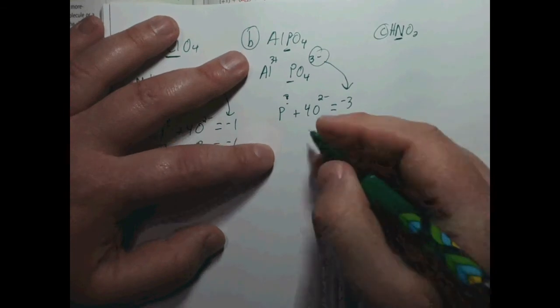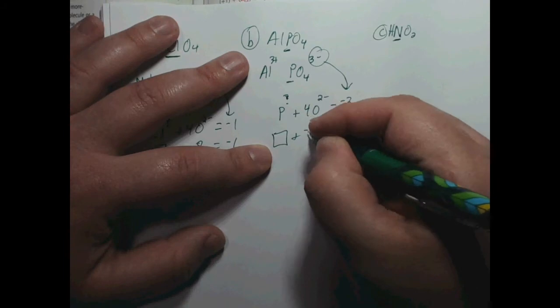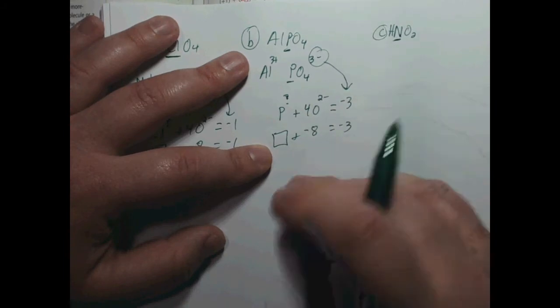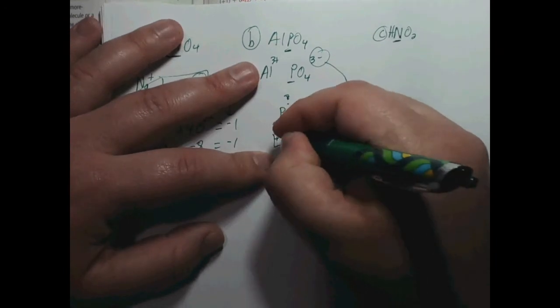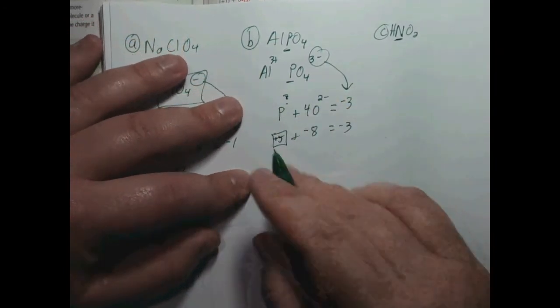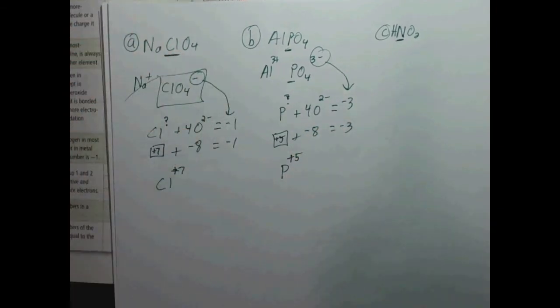Okay? So, 4 times negative 2 is negative 8 equals negative 3. What plus negative 8 is negative 3? That's right. Positive 5. And that's a 5, I promise. So phosphorus has a plus 5 oxidation number.